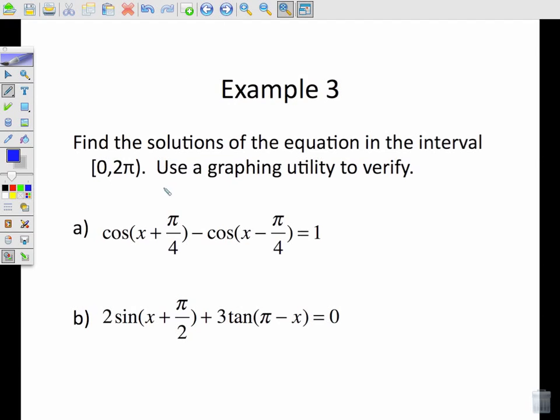All right, we've got example 3. Find the solutions of the equations in the interval between 0 to 2 pi. You can use a graphing utility to verify that. So cosine of x plus pi over 4.